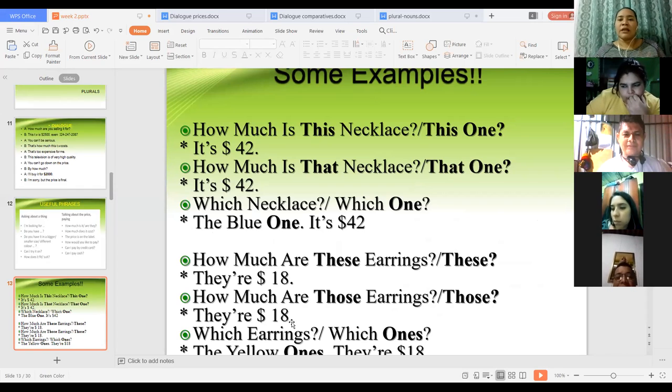And as well, now you have in this case some examples about the dialogue. Tomorrow we are going to work in pairs and we are going to create a dialogue.